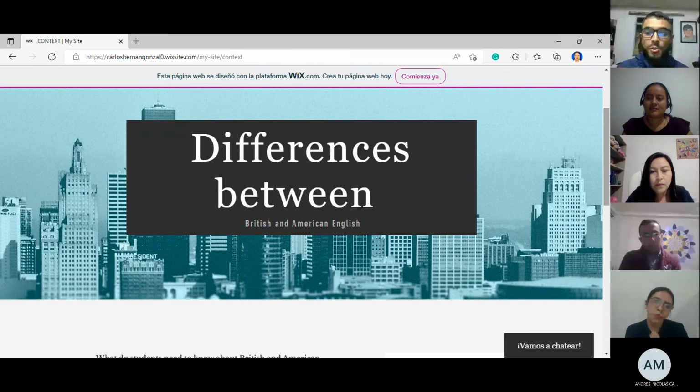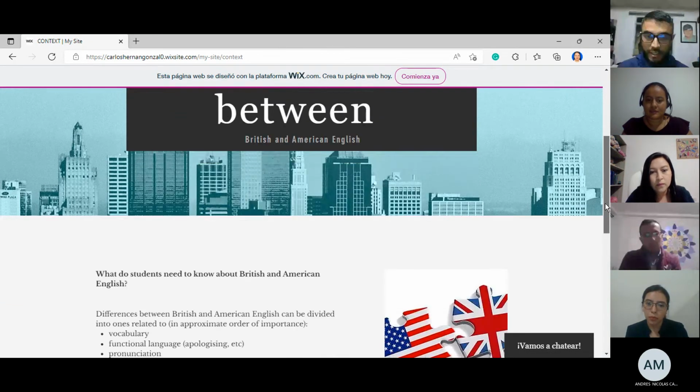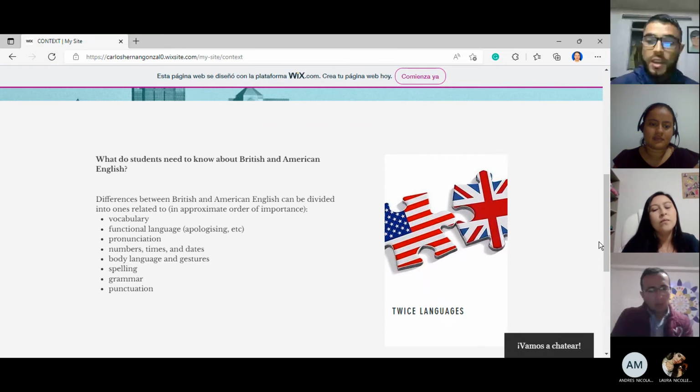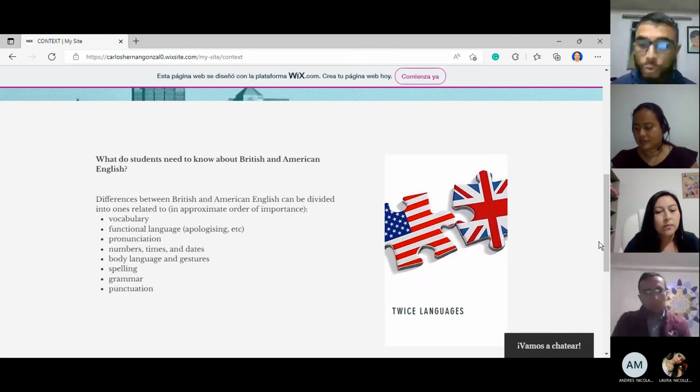In this part of the presentation, you'll find the difference between British and American English. Now, students need to recognize the forms, the expressions, and the way to improve the British accent in the real context in different institutions, for example, in the public and private sector.